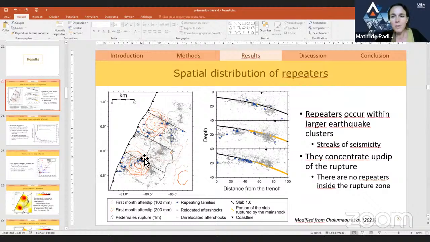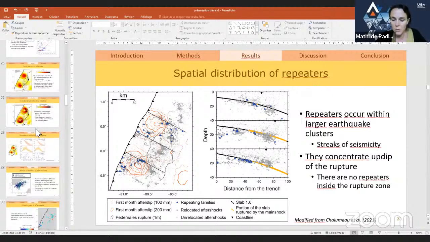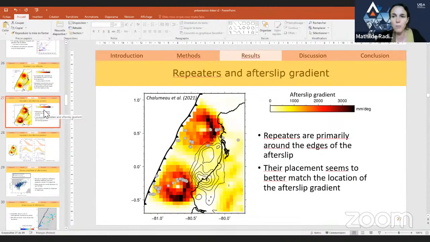Maybe another comment coming back to what you said regarding the correlation between the afterslip gradient and your repeating earthquake location. So you say in your manuscript that there is a strong correlation between the afterslip gradient and the repeating earthquake location. When you say that, are we talking only about location, or do you think we can infer something on the amplitude as well?